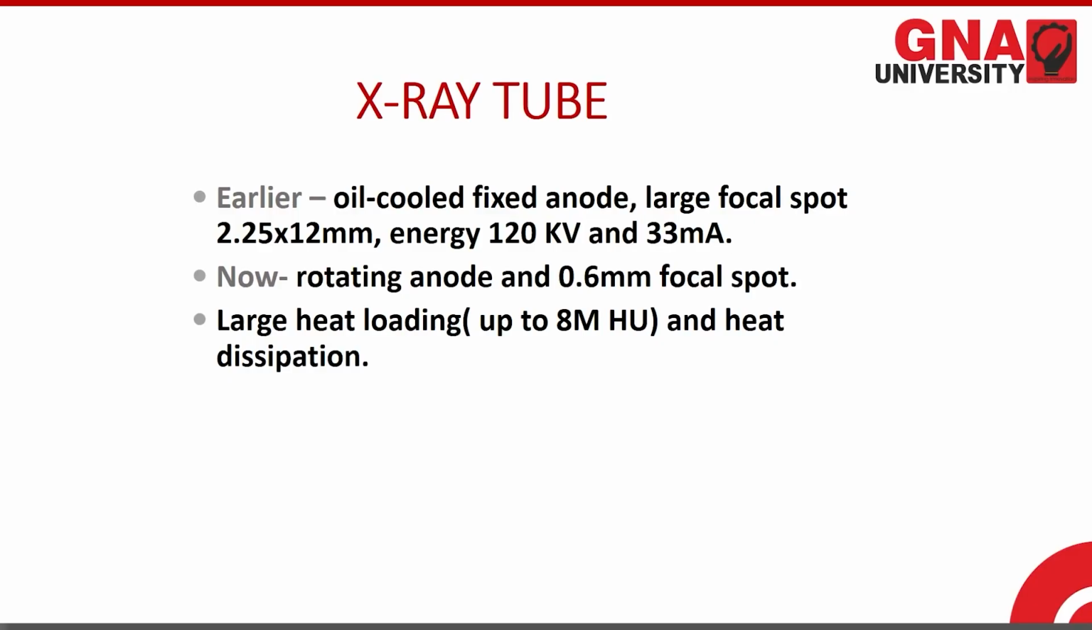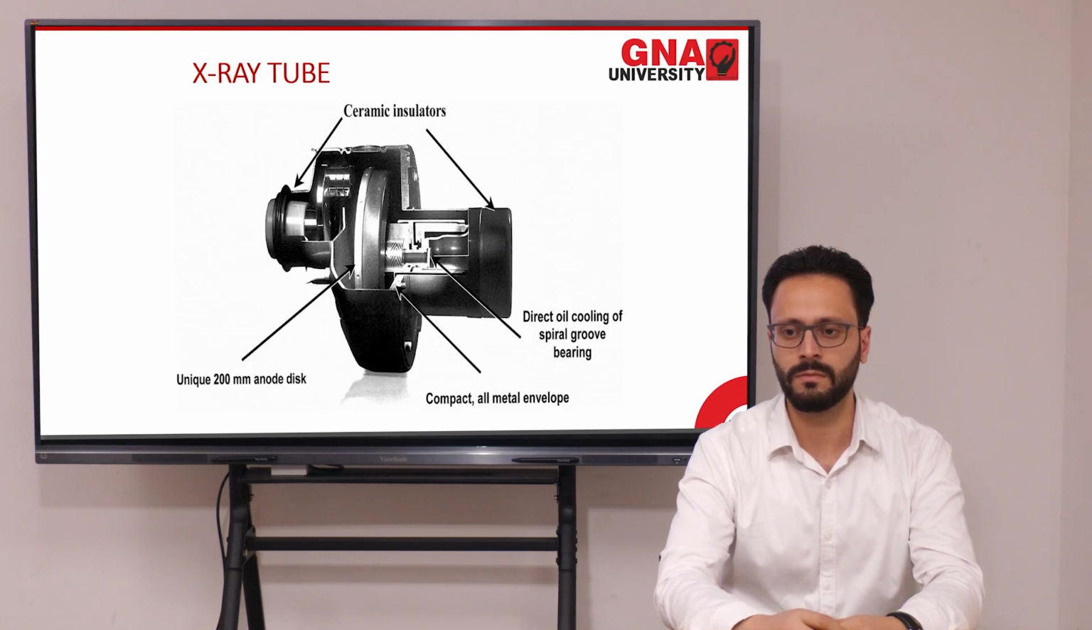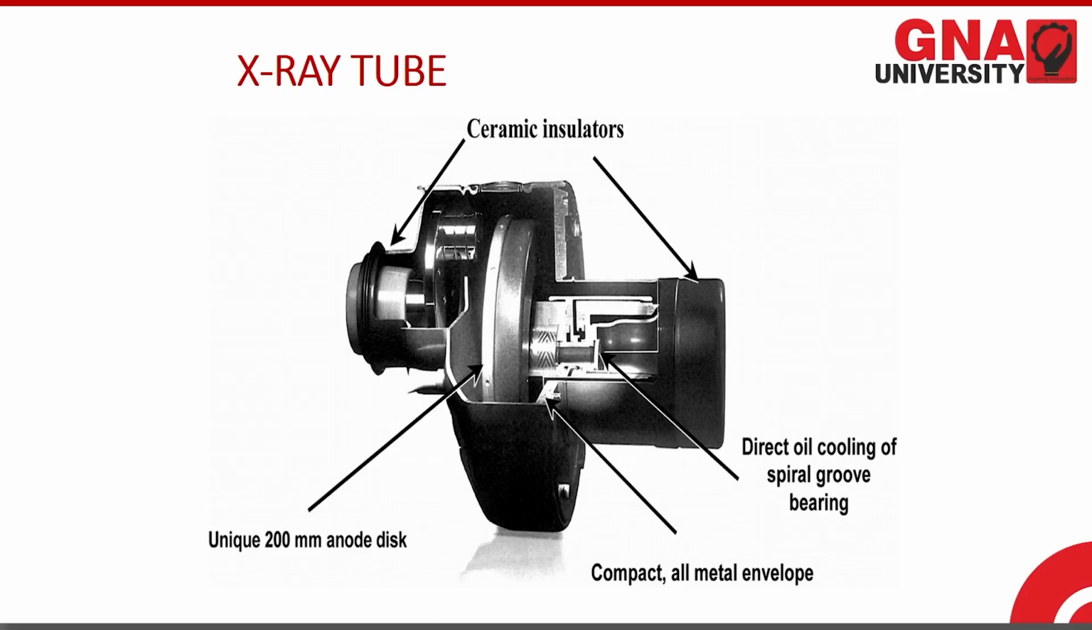But now, in modern times, we are using rotating anode X-ray tubes, which are more efficient and have high heat dissipation capabilities, with a focal spot of 0.6 mm. So, they can dissipate a large heat load, maximum up to 8 mega heat units. This is a diagram of the X-ray tube that we particularly utilize for the CT gantries.